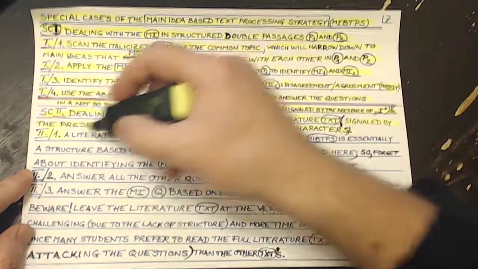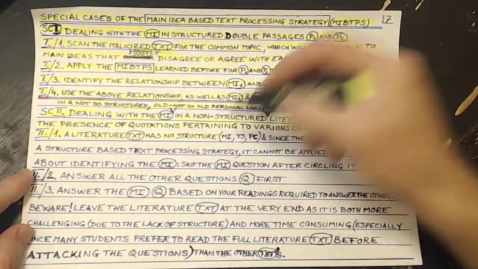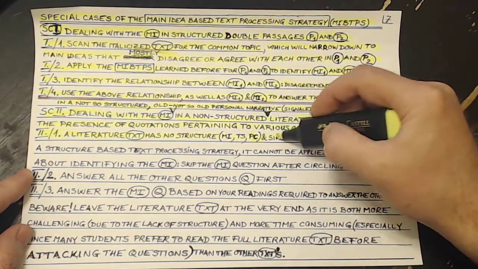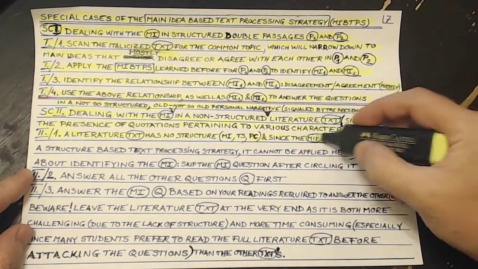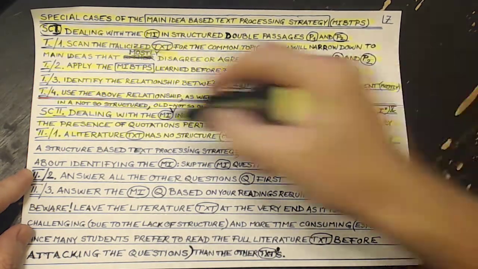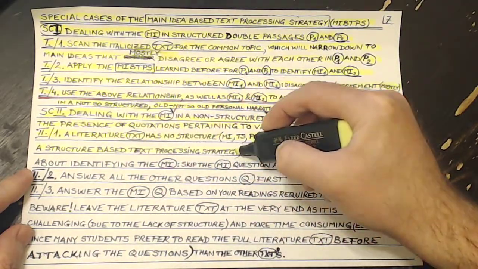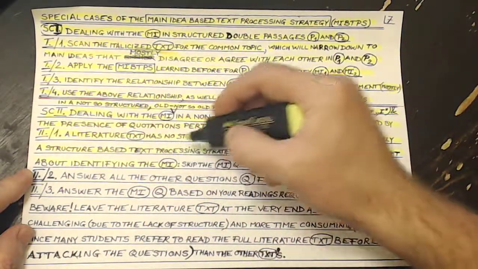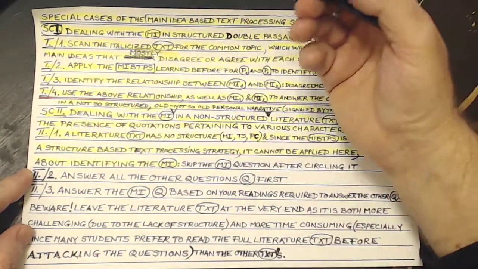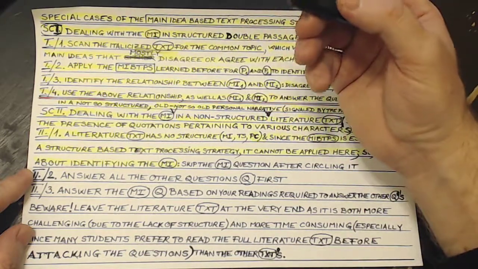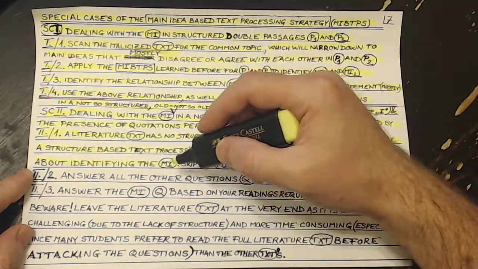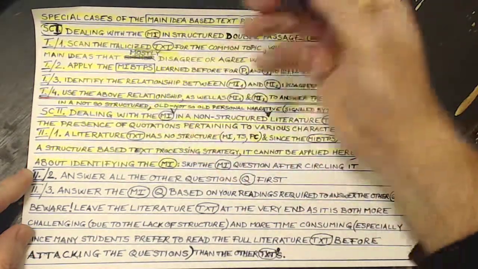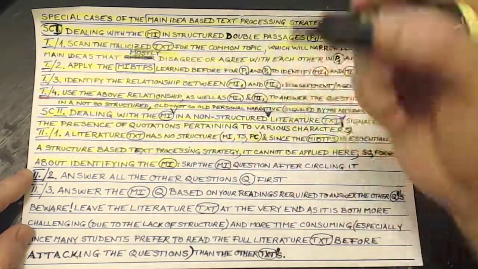Step 1. A literature text has no structure. There's no main idea, no topic sentence, no paragraph conclusion. And since the main idea-based text processing strategy is essentially a structure-based text processing strategy, it cannot be applied here. So forget about identifying the main idea. The good news is that SAT only has one literature passage, so you leave the literature passage to the very last, unless for some odd reason you love literature SAT passages.